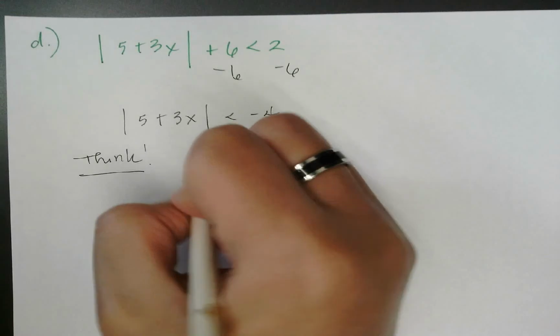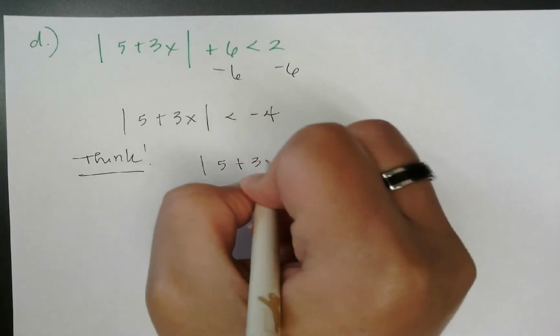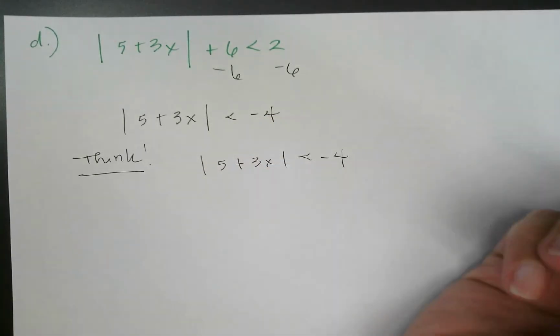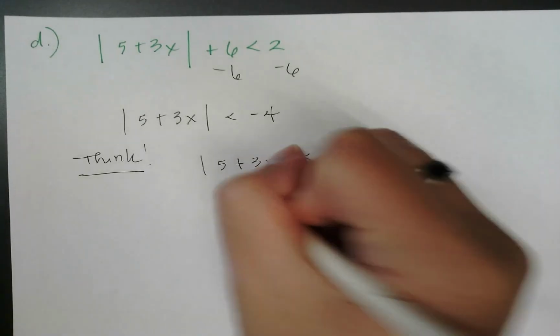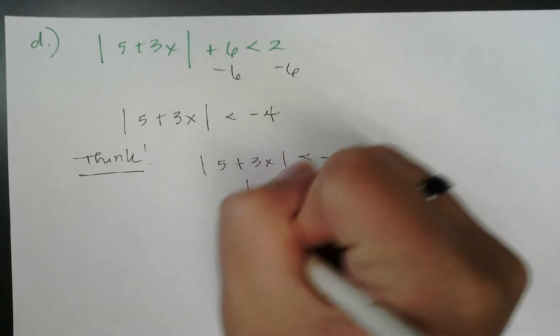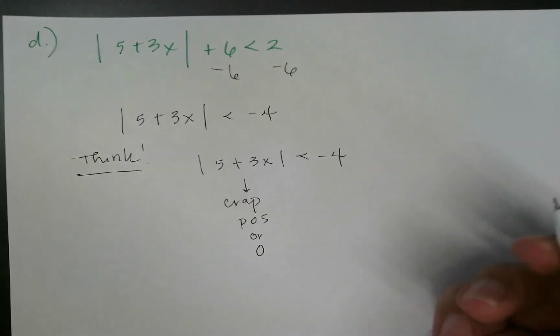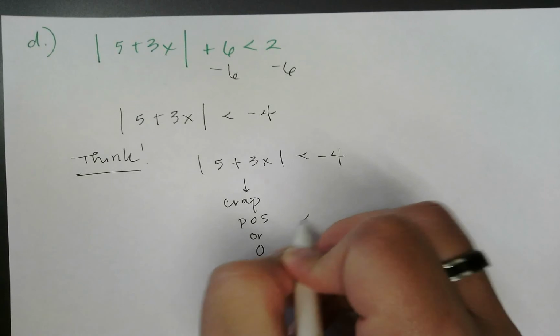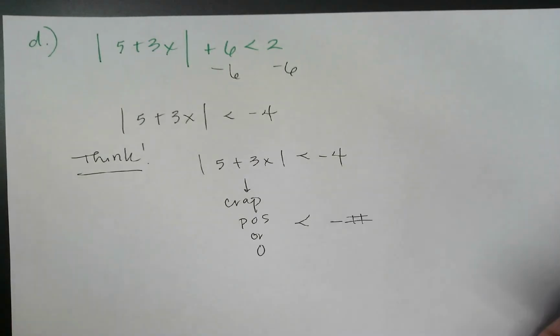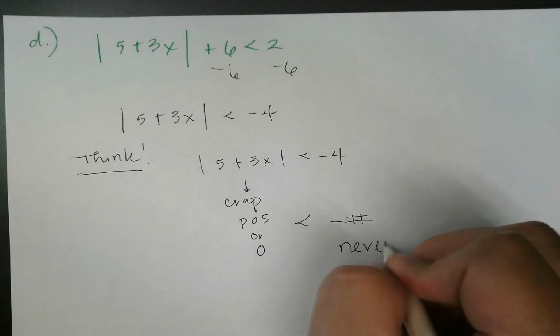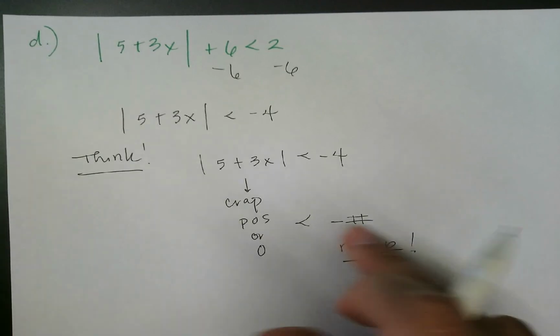So again, this stuff is going to be positive or 0. Anytime you come out of absolute value, you're positive or 0. When is a positive number less than a negative number? Never. Ever. Positive numbers are never less than a negative number. 0 is never less than a negative number. Okay? So this is no solution.